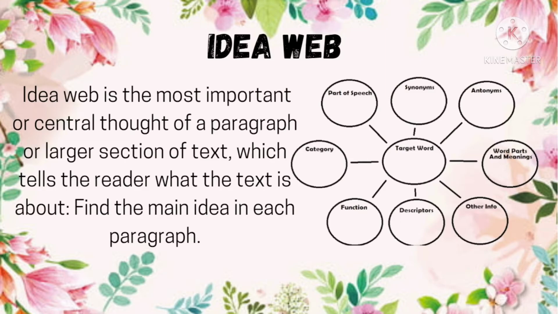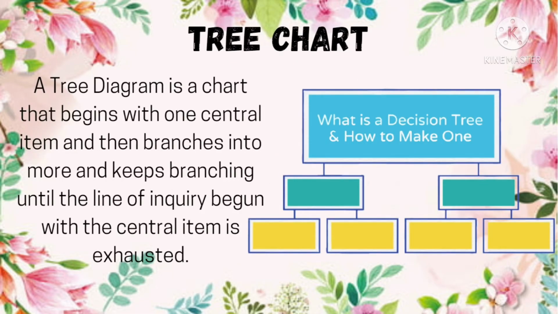Idea web. The main idea is the most important or central thought of a paragraph or larger section of text, which tells the reader what the text is about. Find the main idea in each paragraph. A tree diagram is a chart that begins with one central item and then branches into more and keeps branching until the line of inquiry begun with the central item is exhausted.